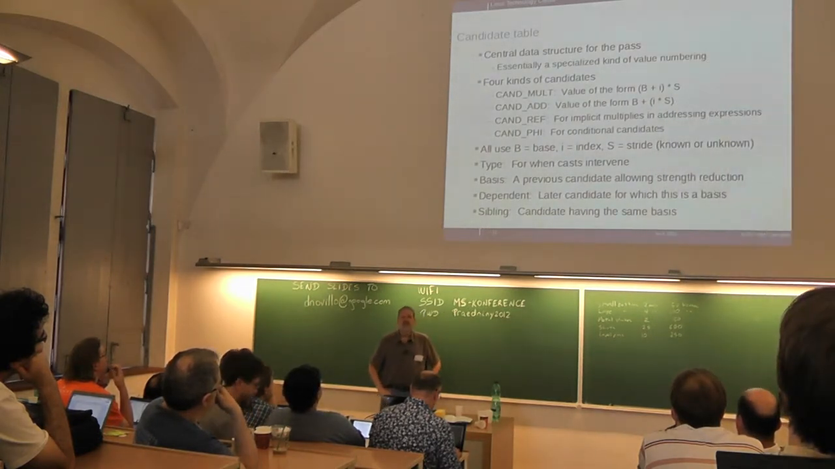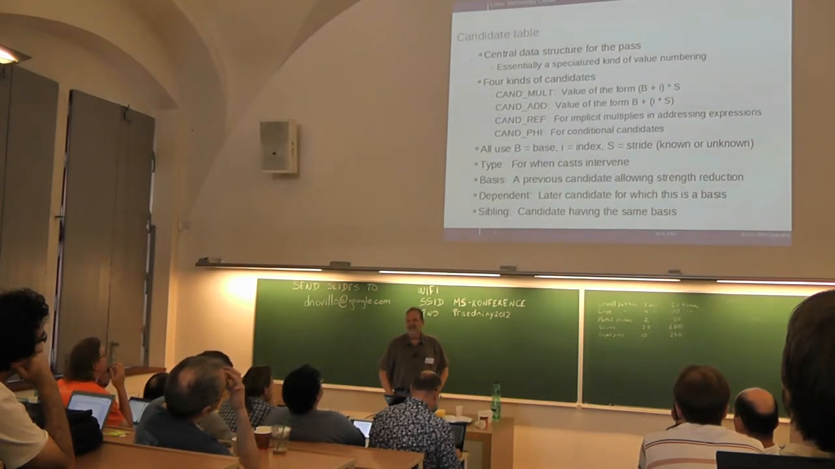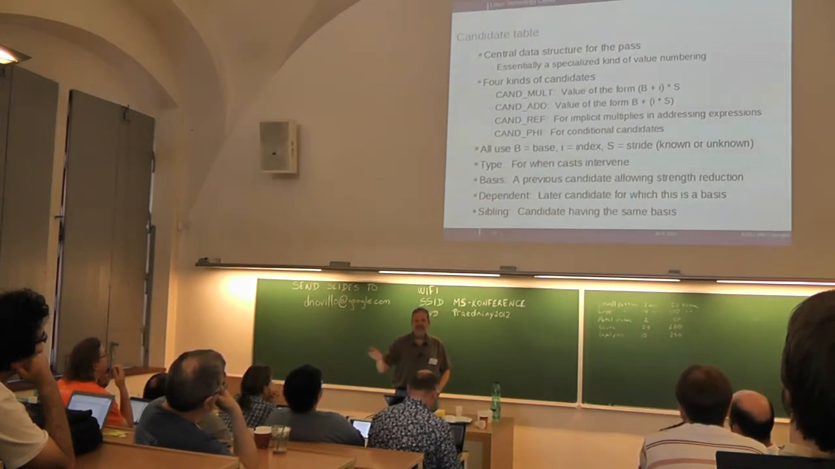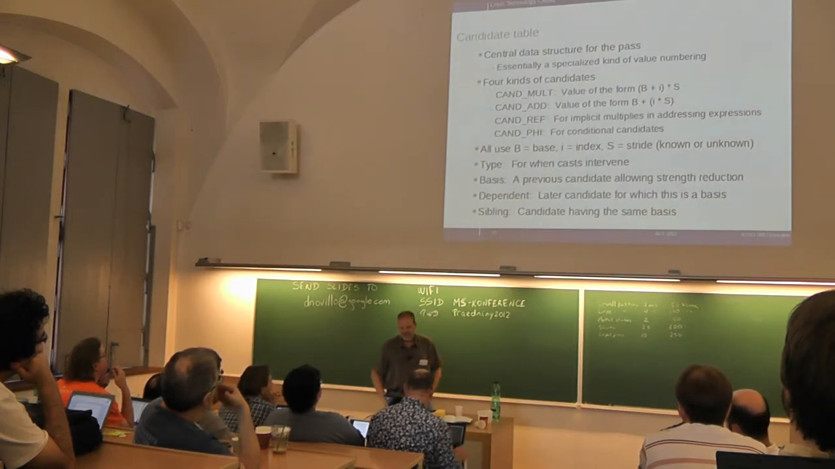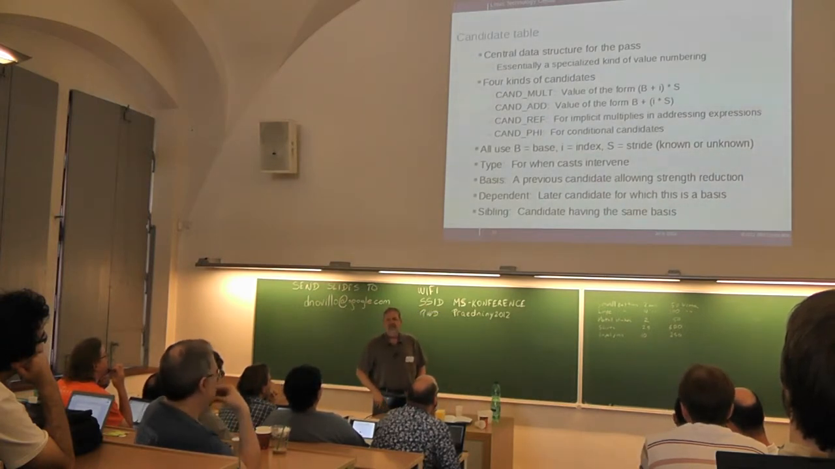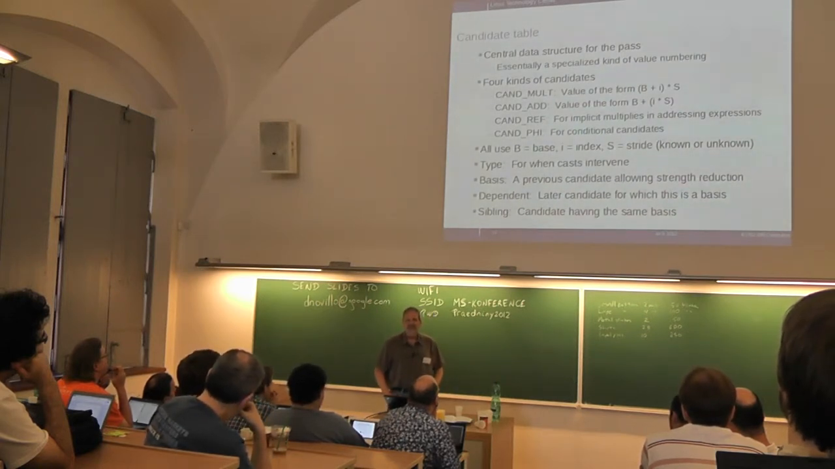The first two kinds of candidates, I'm calling the CAN_MULT and the CAN_ADD. Both of them contain both a multiply and an add, so that's confusing. The reason that I chose that is so that it's the operation that's performed last is how you can remember it. So (B + I) times S, that's a CAN_MULT. If you have B + (I times S), that's a CAN_ADD. Okay. There's another thing called CAN_REF that we'll talk about much later. And then there's a CAN_PHI, which is used for handling these conditional candidates.